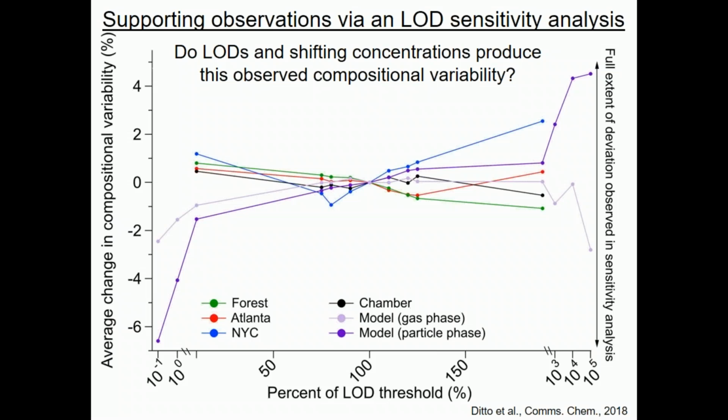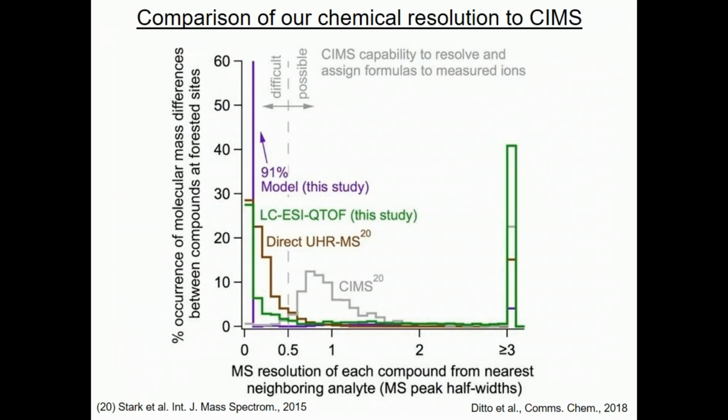So takeaway, no, our results were not biased by the limit of detection. So why might this have been seen in some previous studies? Working with our co-authors, we compared our results in this study to some ultra-high resolution mass spec results, the model results, as well as a standard SIMS study.